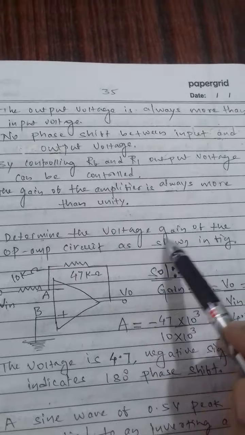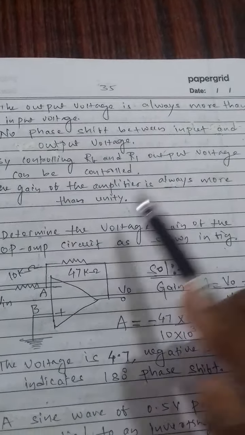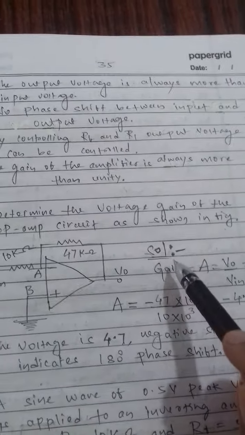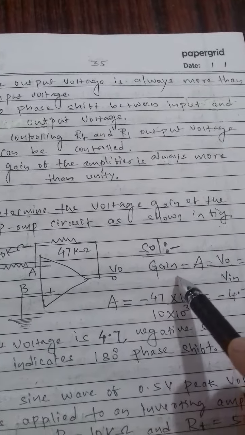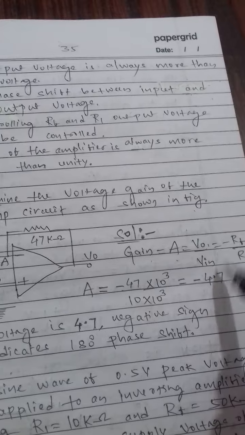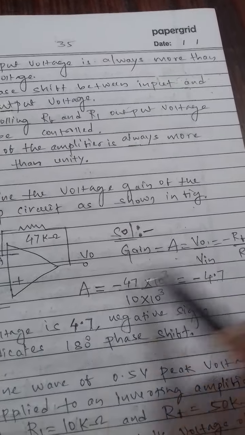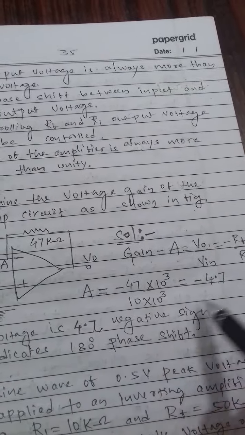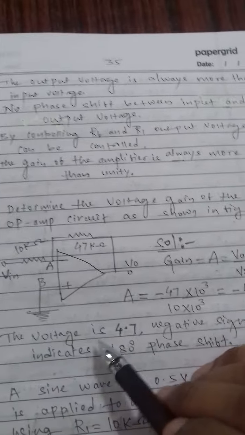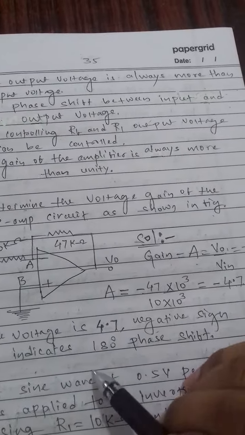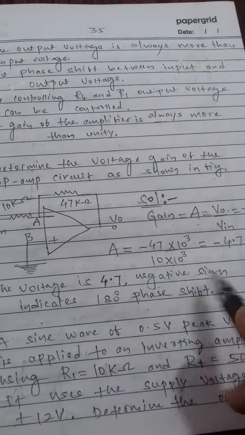Now, determine the voltage gain of the op-amp circuit as shown in the figure. The gain is A is equal to output upon input, minus RF upon R1, is equal to minus 4.7. The voltage gain is 4.7. The negative sign indicates 180 degree phase shift.